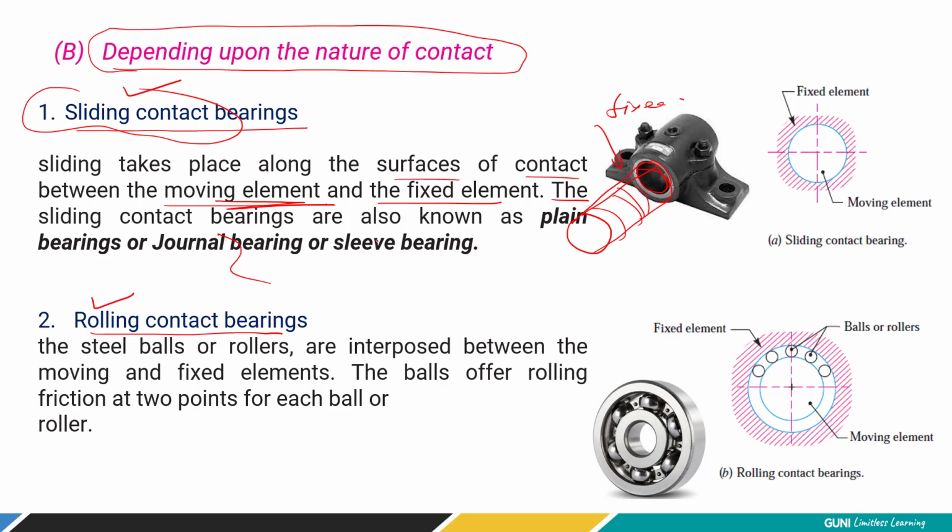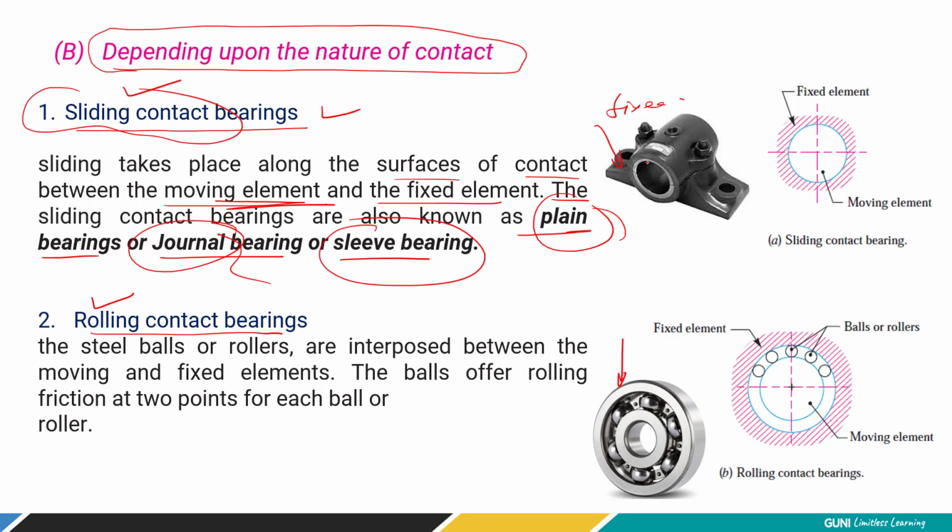The sliding contact bearing is also known as a plain bearing, general bearing, or sleeve bearing. These are the three names generally used in industry. Now here you have to understand, there is no other rotating element like a ball, right?